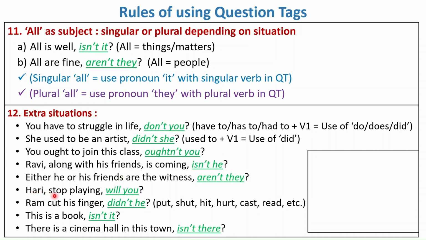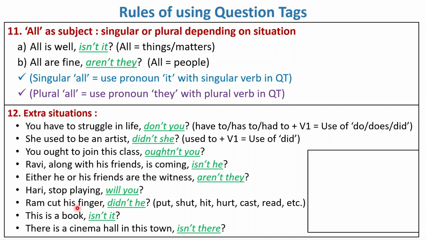Hurry, stop playing, will you? In this sentence, the first word hurry is used for drawing attention, and then there is comma. Then the actual imperative begins with V1. Stop playing, will you? Ram cut his finger, didn't he?